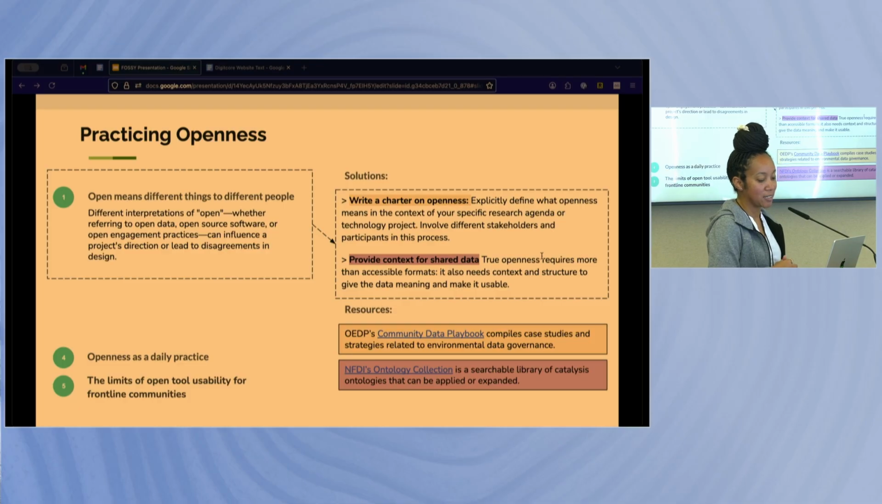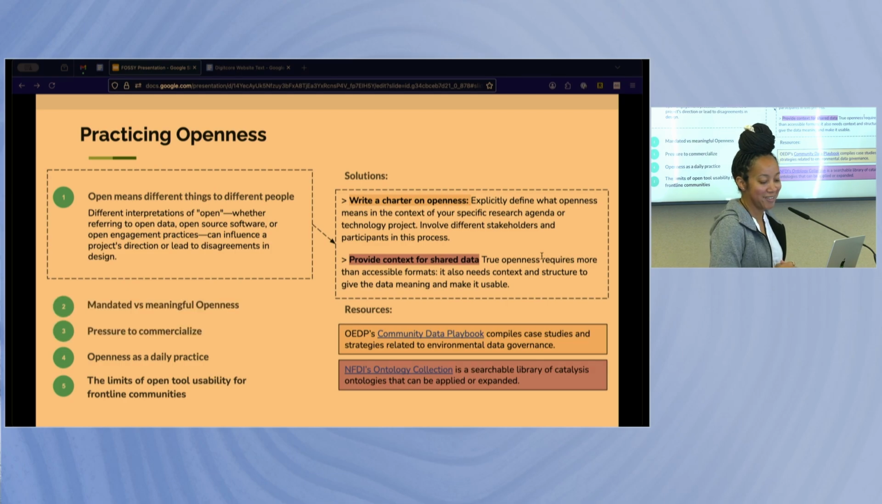But essentially, some of the patterns that we found include, as I mentioned, open means different things to different people. Different interpretations of open, whether referring to open data, open source software, or open engagement practices, can influence a project's direction or lead to disagreements in design. The other patterns are mandated versus meaningful openness, pressure to commercialize, and openness as a daily practice. And lastly, the limits of open tool usability for frontline communities.